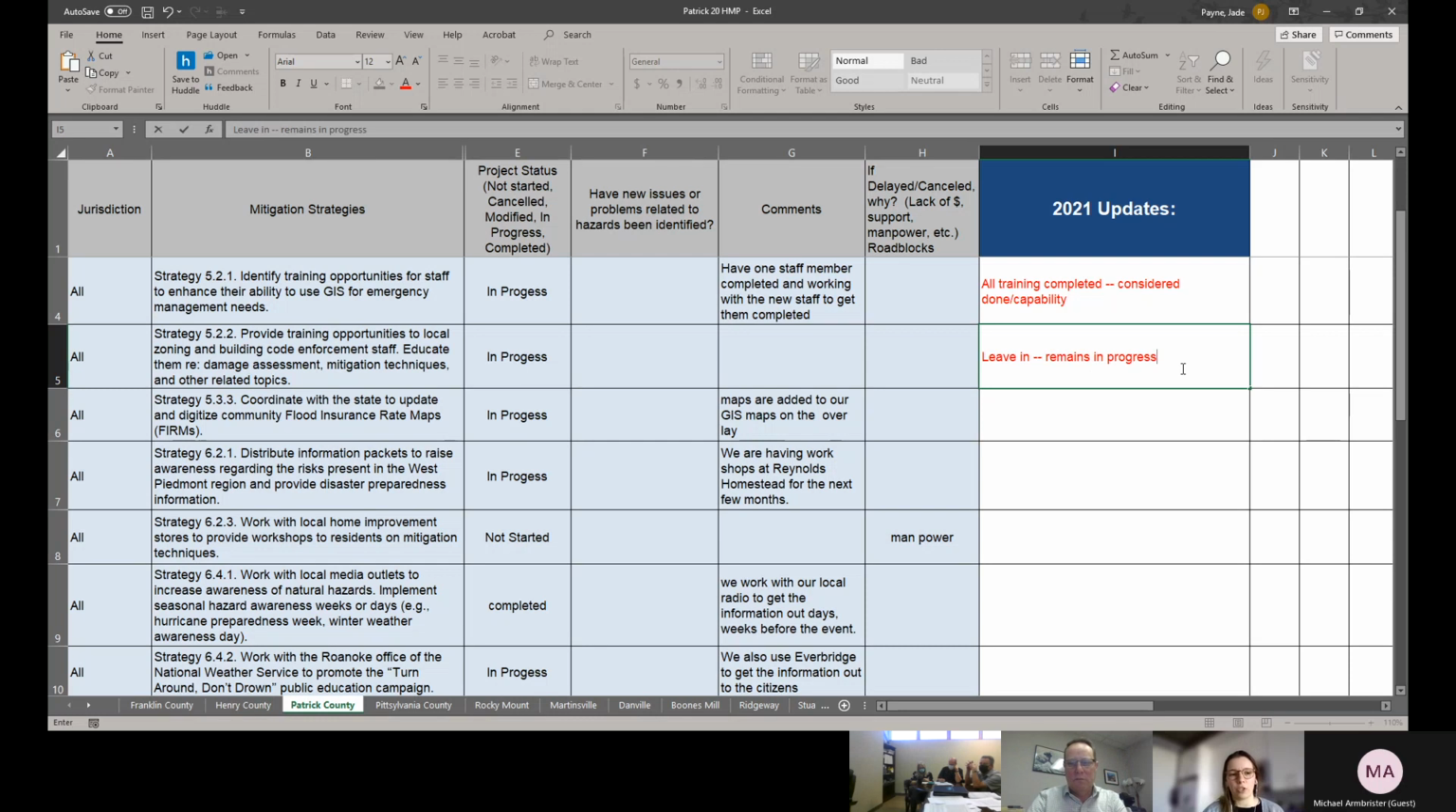Like Scott mentioned before, we'll probably just have to add some kind of metrics, just so FEMA can see that we have something specific that we're aiming for. But we can get into more of the details later on.